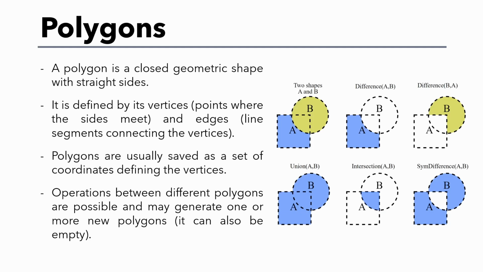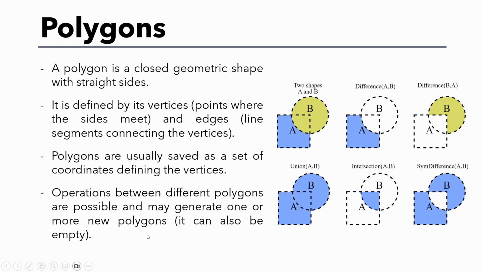A polygon is a closed geometrical shape with straight lines. So it's already discrete. We are not using equations now. We are only going to use points. That's what we use, for example, for GIS applications, and everything that needs to be on a computer needs to be discrete. It is defined by its vertices, which are points where the sides meet, and then the edges, which are line segments that connect those vertices. Polygons are usually saved as a set of coordinates defining those vertices. They are points.